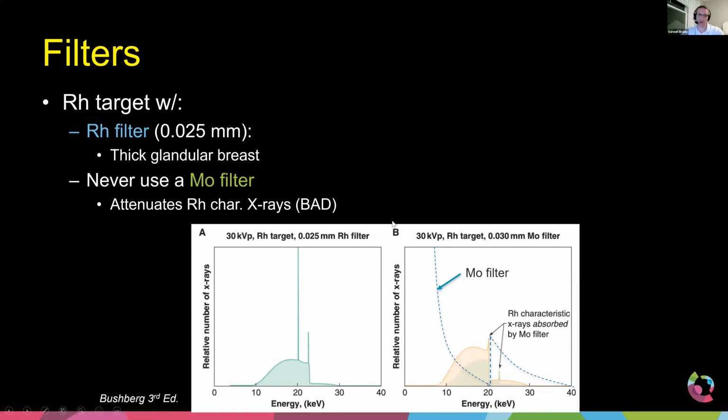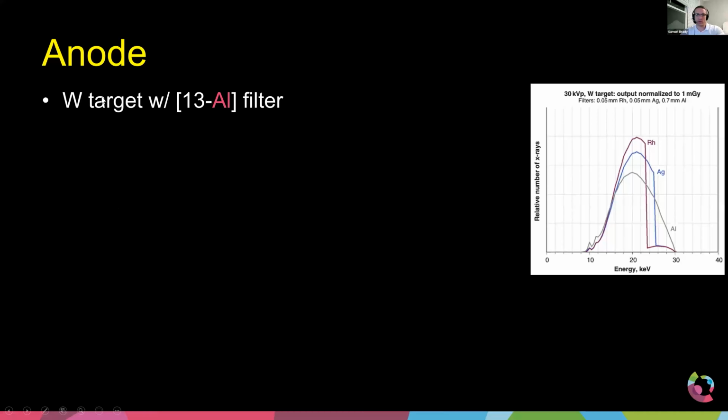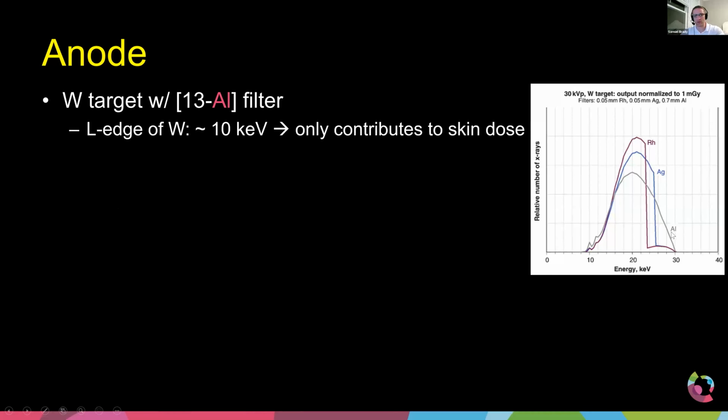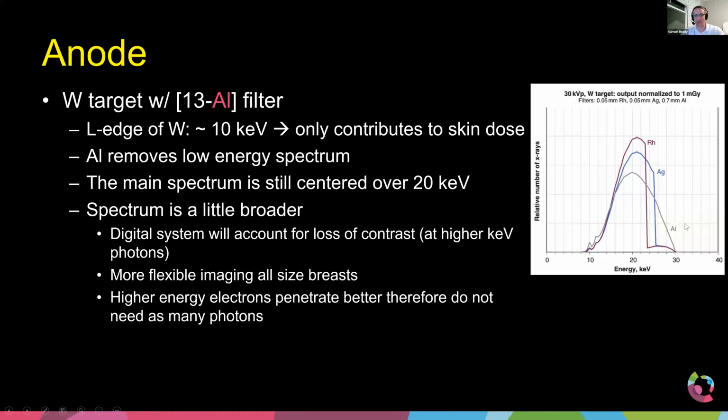But never rho-mo. Never rho-mo. Now with tungsten, we will pair it with any one of these, but specifically looking at aluminum. Aluminum gets rid of the L edge down here, so that's good, it gets rid of the skin dose. It also removes some of the higher energy stuff up here.